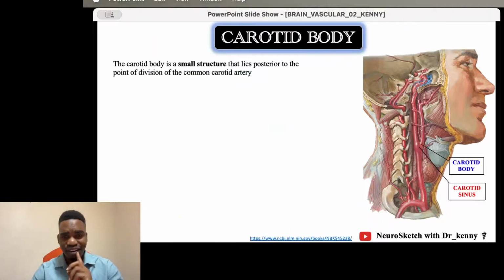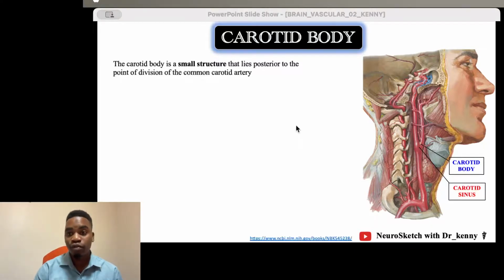We have another friend of his, which is the carotid body. Most people confuse carotid body and carotid sinus. They think it's just terminology that can be used either way. No, the carotid body is different. The carotid sinus was a dilatation. The carotid body is a material thing. It is a material thing.